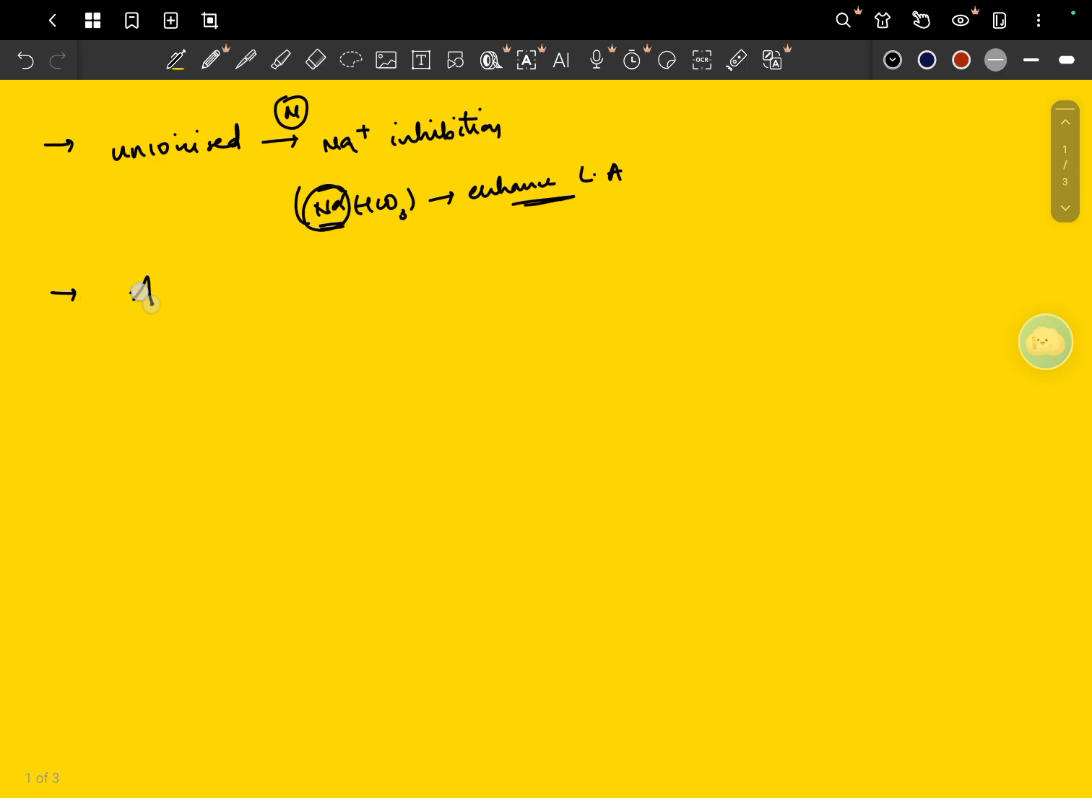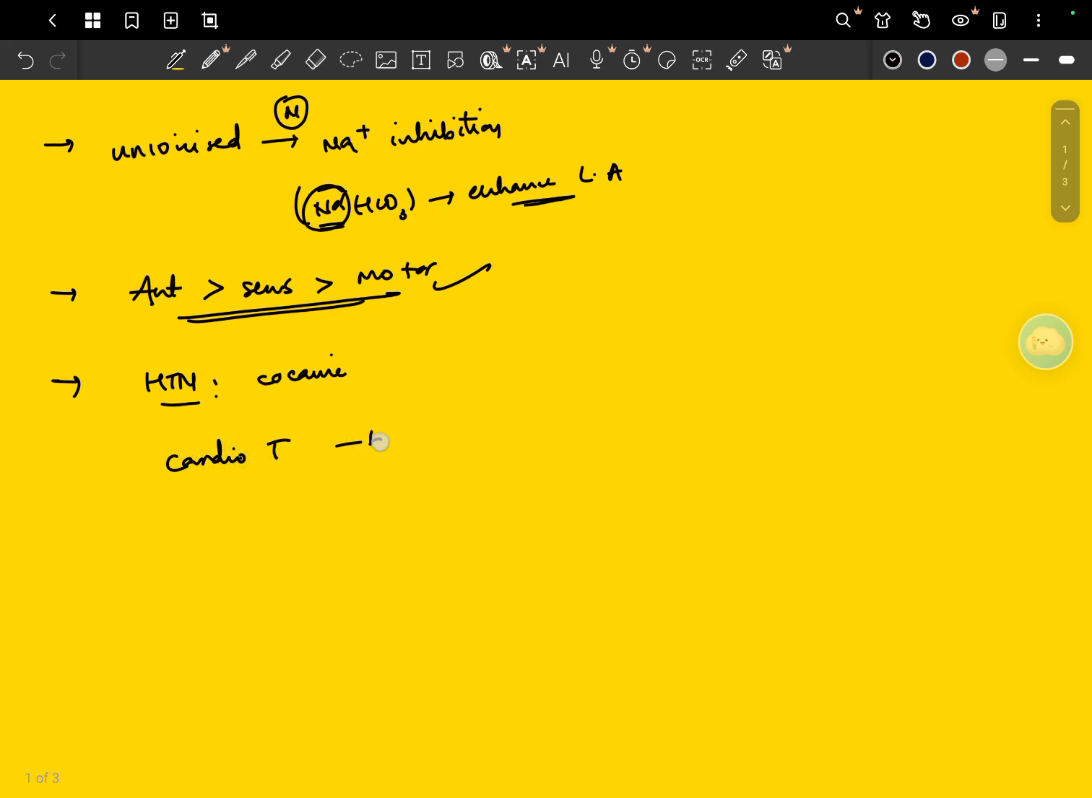Now autonomic greater than sensory greater than motor. So this is basically the effect on different types of neurons, and we'll have some memorizing points here. So the hypertension causing anesthetic will be cocaine. Then we have the most cardiotoxic, that is bupivacaine. So the dose is 2 mg per kg.